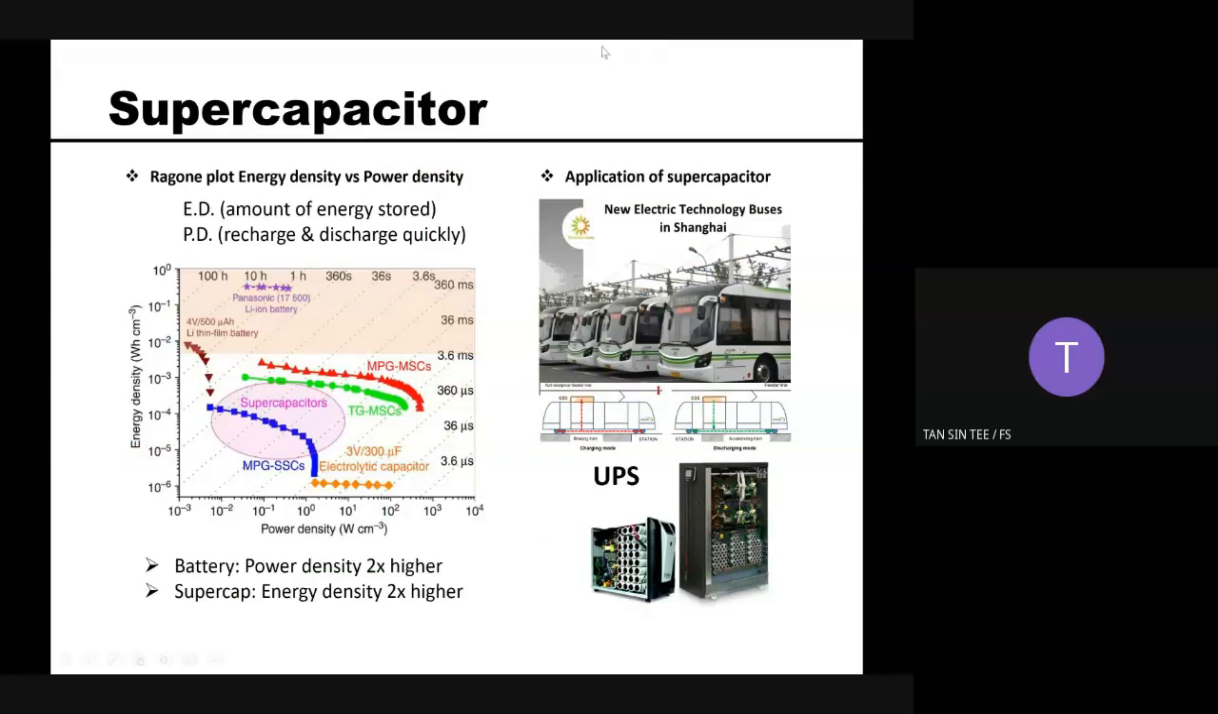For supercapacitors, people always focus on the Ragone plot, looking at the energy density and the power density. So for a good device, we must always increase the energy density and power density. There are a few applications of supercapacitors at the current stage. People have already applied them to electric buses in Shanghai, some are used in UPS, and the Mazda company, the automobile company, is starting to use the supercapacitor as a fast braking system.